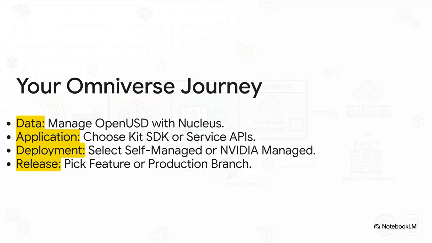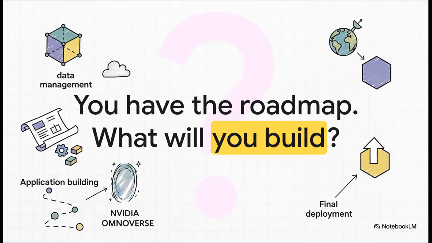So let's just do a quick recap of the Omniverse journey. It really boils down to 4 key decisions. For your data, you're going to manage OpenUSD with Nucleus. For your application, you'll choose between the Kit SDK or the service APIs. For deployment, you'll pick either a self-managed or NVIDIA-managed path. And finally, for your release, you'll use the feature branch for development and the production branch for deployment. See? Simple. So there you have it, a developer's roadmap to the Omniverse platform. It's modular, it's powerful, and it's built for this next era of the 3D internet. You have the map, so the only question left is, what are you going to build with it?